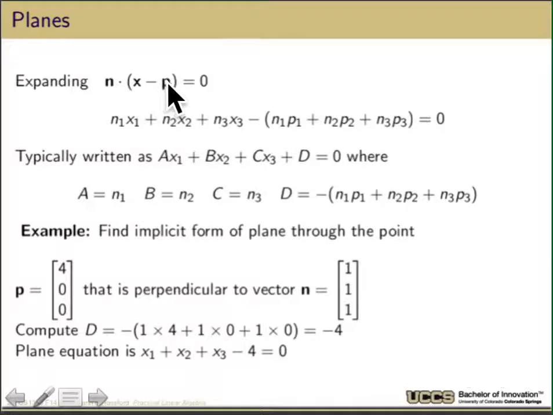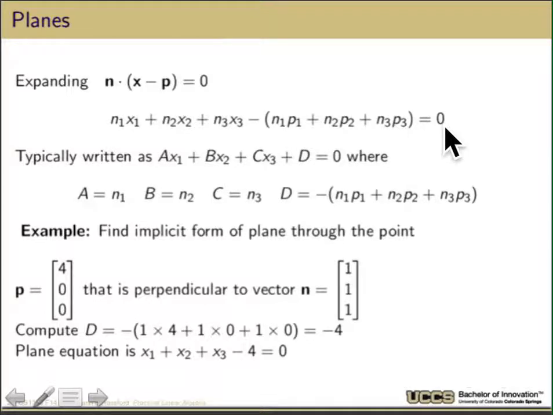We're going to take x minus p and dot it with n. So we get n1 times x1 plus n2 times x2 plus n3 times x3. That's just the first part of the dot product. Remember, they associate and distribute. So we can then take minus (n1 p1 plus n2 p2 plus n3 p3). Right? We've just collected together all the terms.